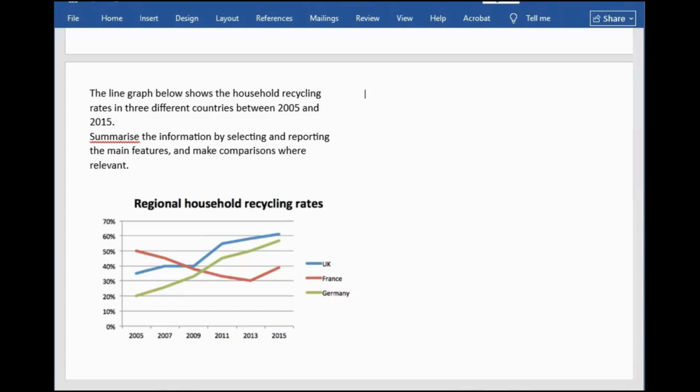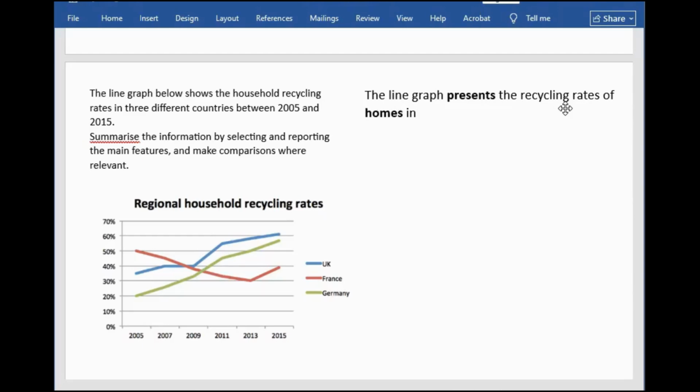The line graph, let me make this a little bit bigger, presents. Can you see I've paraphrased something? I've paraphrased shows. Instead of saying shows, I'm saying presents. Presents the household. Okay, let me not use household. Presents the recycling rates of homes in. Can you see the way I've paraphrased household? Instead of saying household, I changed it to homes, and then I did some rearrangement.